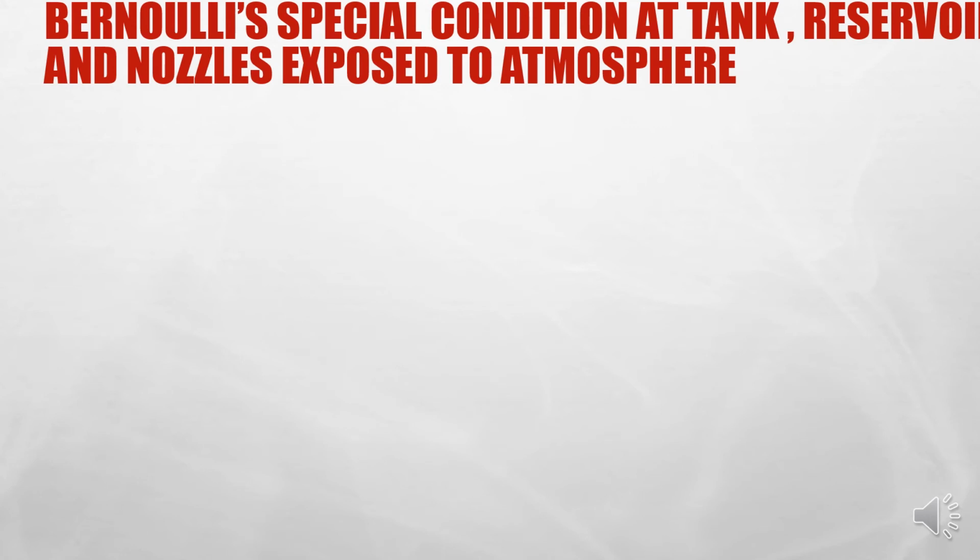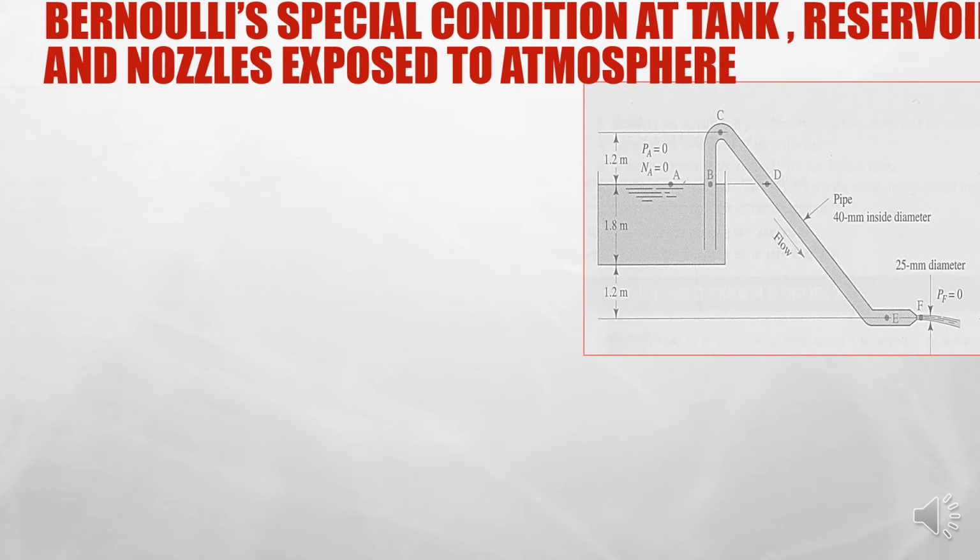Okay, so in Bernoulli's equation, there are some cases called special conditions, which occur at a tank or reservoir and at a nozzle exposed to the atmosphere. So let's take a look at this diagram. There are 2 points exposed to the atmosphere, point A and point F here, and these 2 points don't have any solid barriers confining the area.